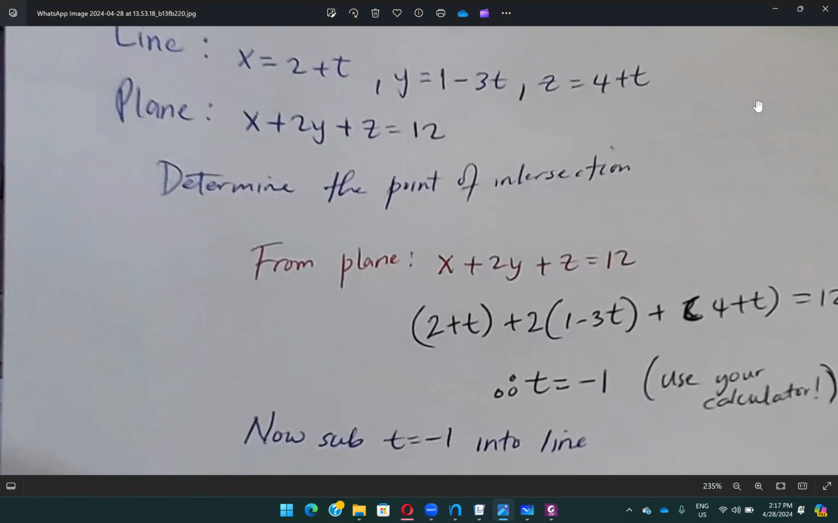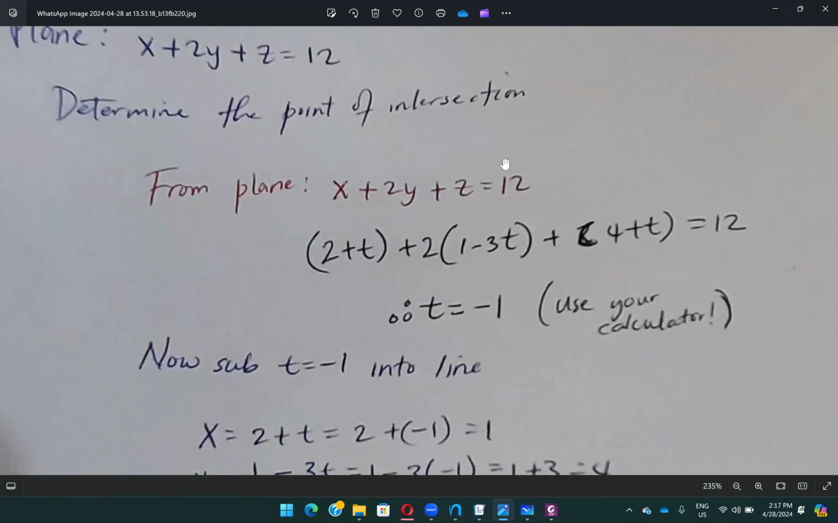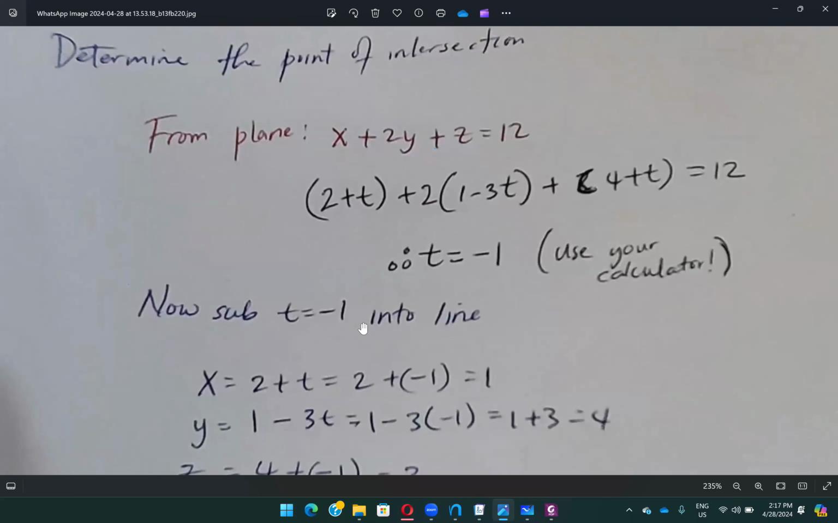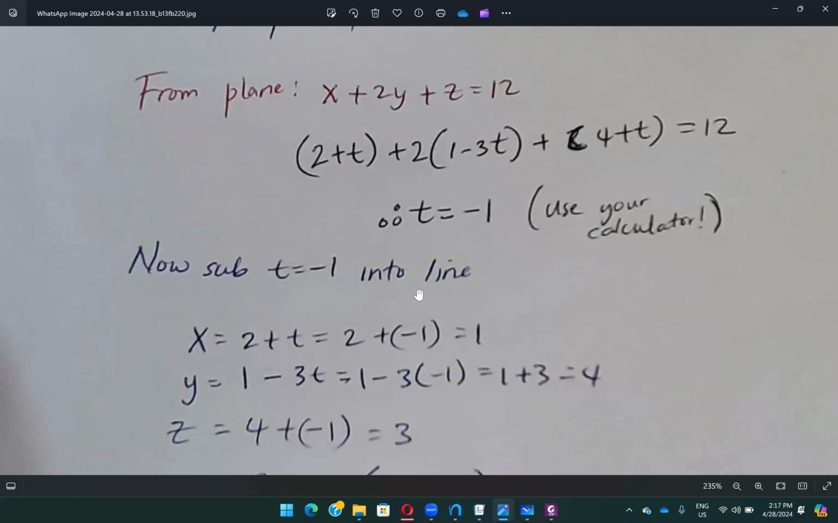So now we'll find t, right? We need to actually find x, y, and z. We have x, y, and z from the line, and this is in respect to t. So we have to plug -1, which is t, into the equation for the line.